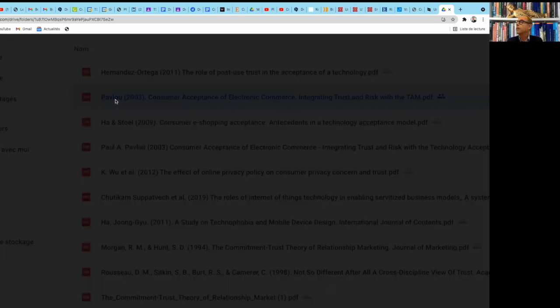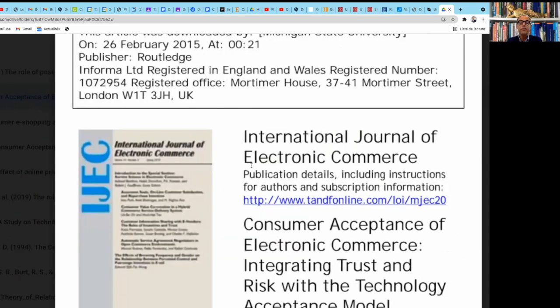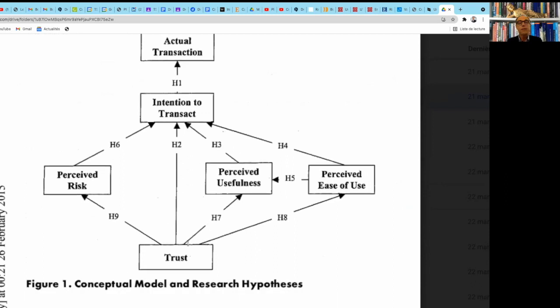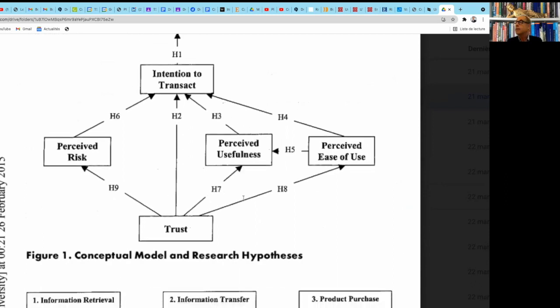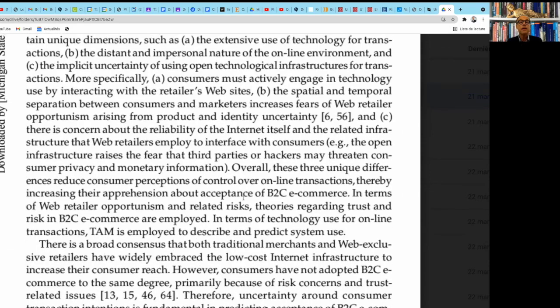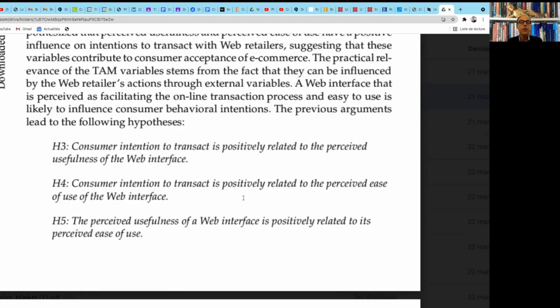Pavlou is one of them. A blockbuster about privacy concerns. He has written an article in the International Journal of Electronic Commerce. It's a B journal. He measures perceived risk, trust, usefulness, ease of use. So a TAM plus risk and trust model. He has the hypothesis development, and we go to the methodology.